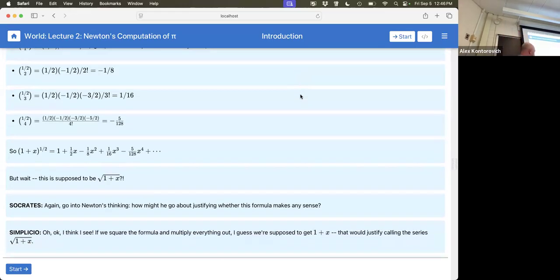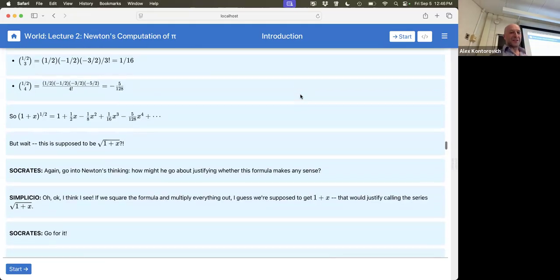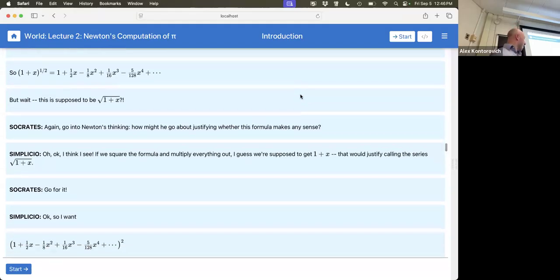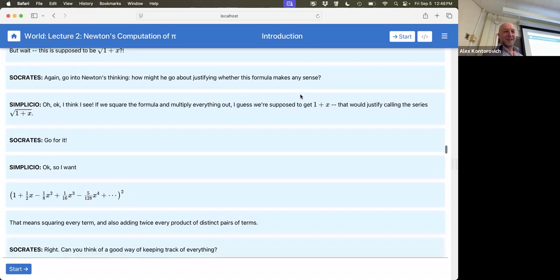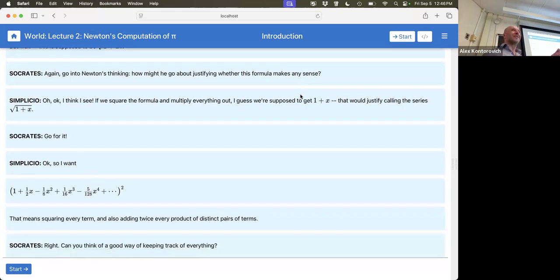Okay. So Simplicio says exactly this. Okay, I think I see what to do. If we square the formula and multiply everything out, I guess we're supposed to be getting 1 plus x. That would justify calling the series itself the square root of 1 plus x. And Socrates says, go for it. Okay. So I want that whole thing squared. That seems like an annoying thing to work out. That means squaring every individual term and also twice the cross terms. Right? (a plus b) squared is a squared plus b squared plus 2ab. Twice the cross term. Socrates says, is there a good way of keeping track of what's going to happen?